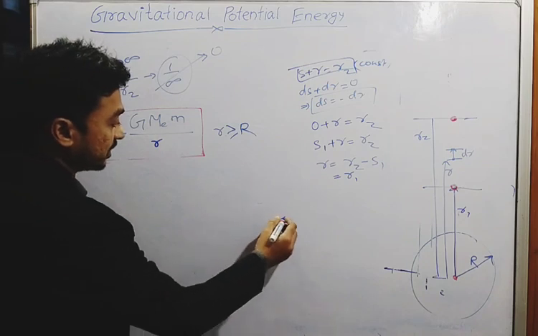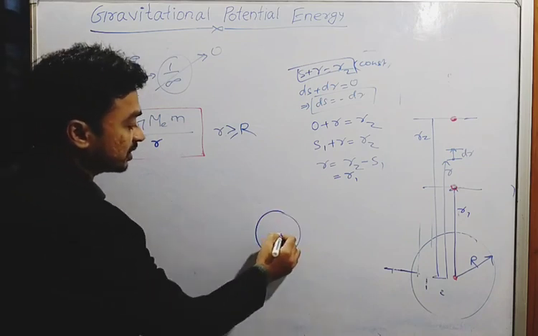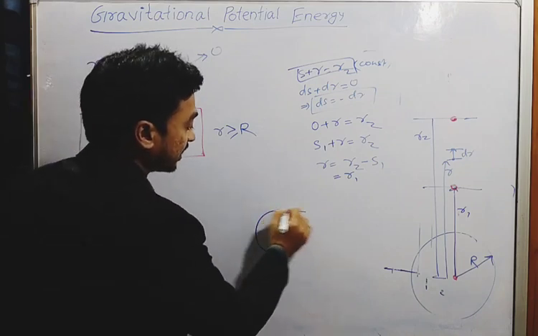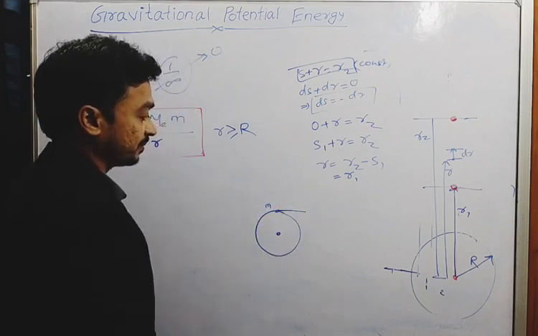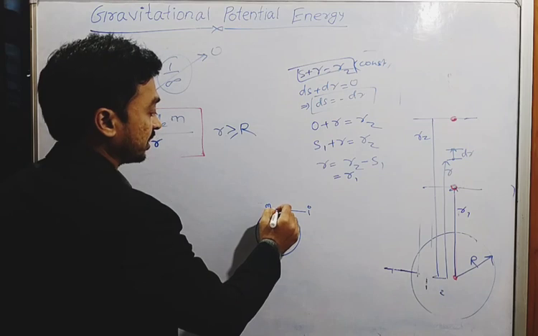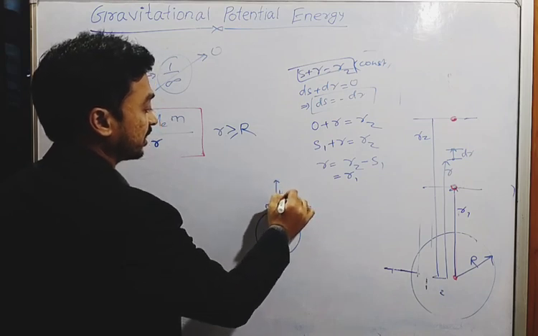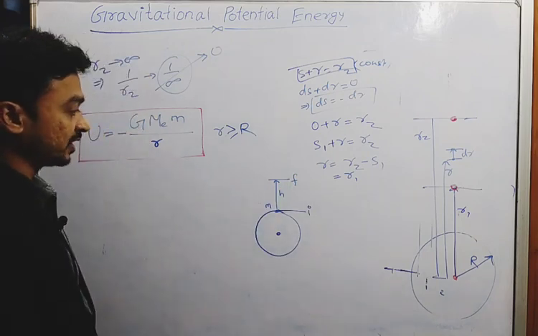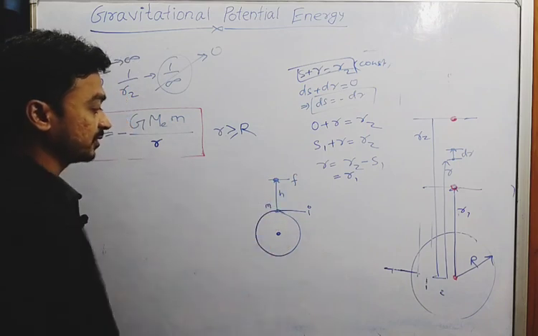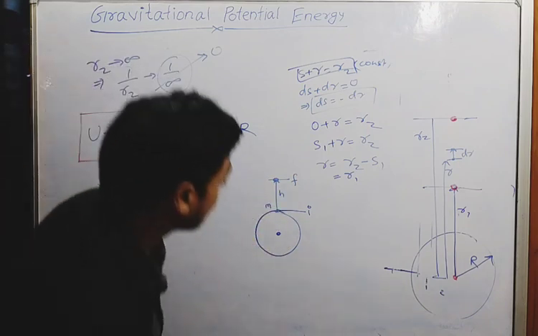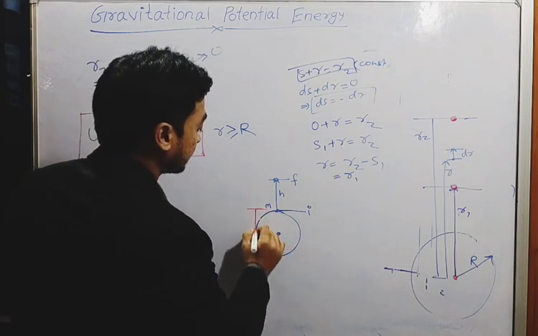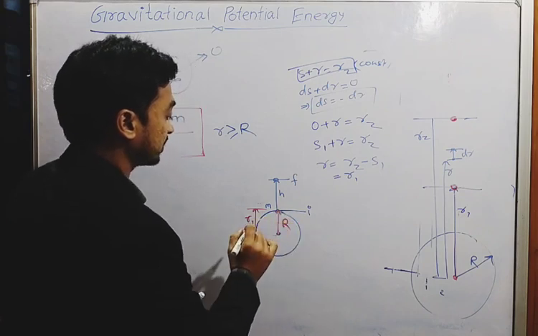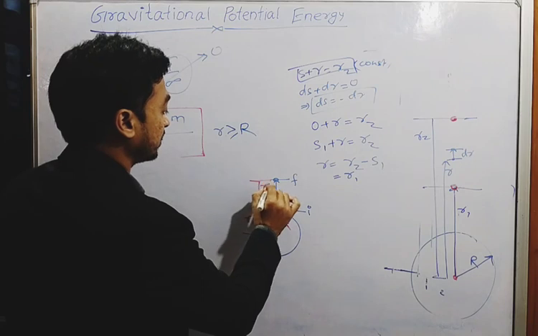Suppose this is earth, and at the surface an object of mass m is placed. This is the initial position, and we raise it to some height, which is the final position. Initially the object was here, so this distance is r1, which is equal to the radius, and this distance is r2.